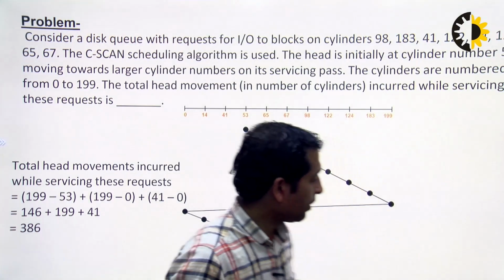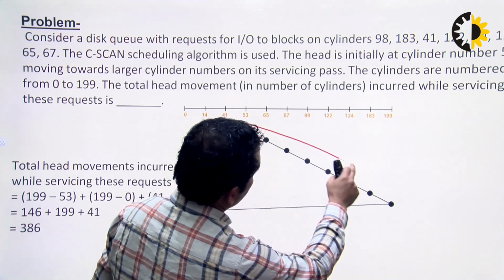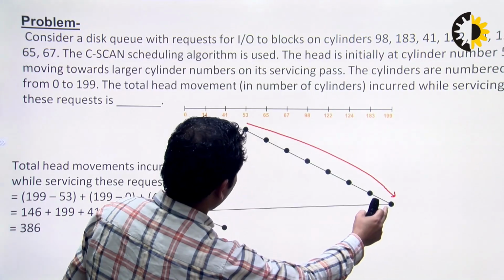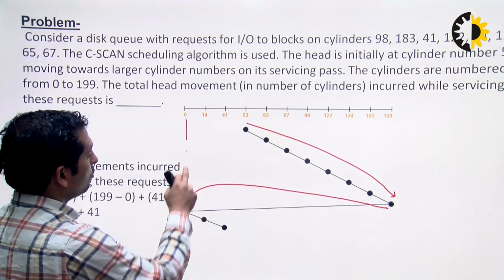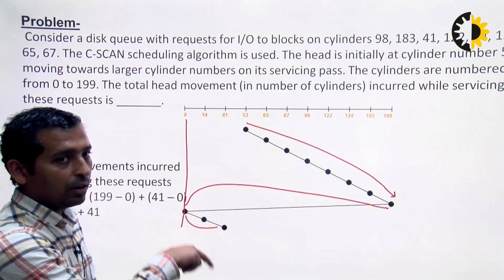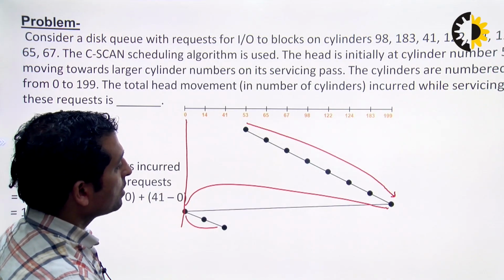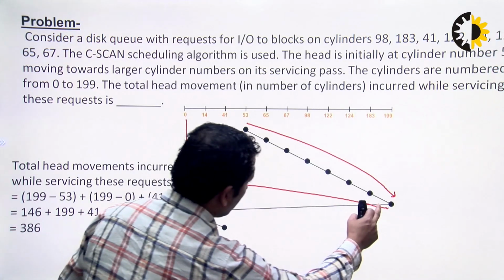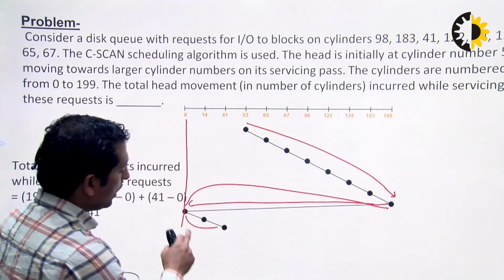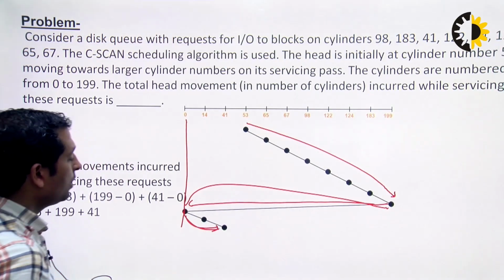Our head is moving in this direction. The scan algorithm comes to the last point and then to the first point at the zeroth location. Then it serves in the same direction. This is known as circular scan. In this, when the head comes back in that direction, it will not serve any request, and when it reaches the beginning, then it will serve the requests.